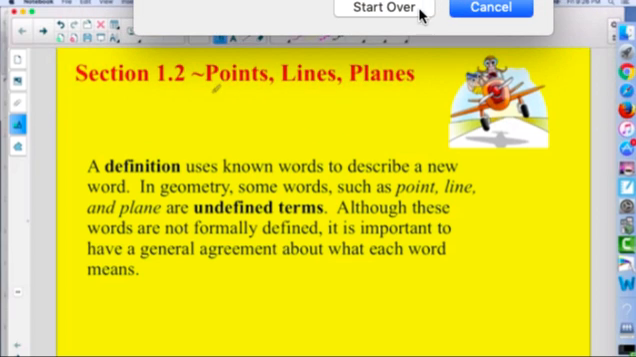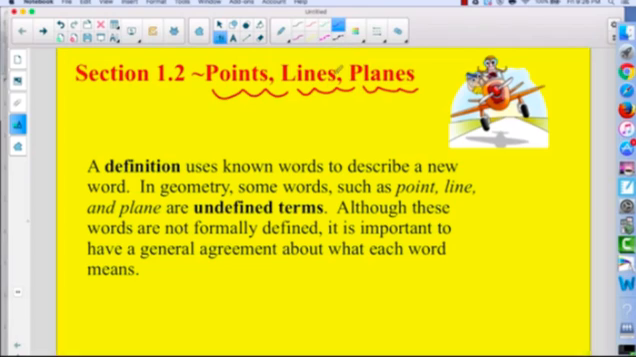Section 1.2, Points, Lines, and Planes. And it's really like my favorite day because it's our first day of geometry.